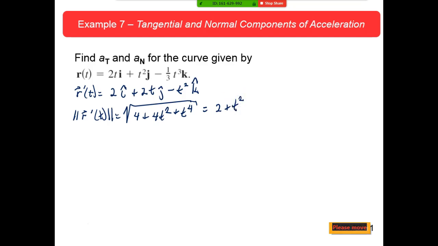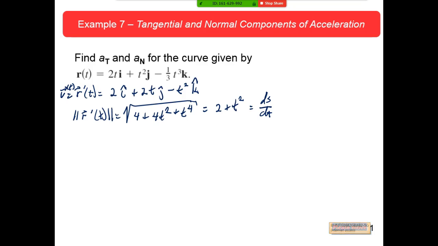And because that is the magnitude of r prime of t, that is also your ds dt. That's your speed. Okay, ds dt is your speed. The magnitude of your velocity vector is your speed, because this is the velocity vector, v of t. And the magnitude of that is your speed, and that's ds dt.